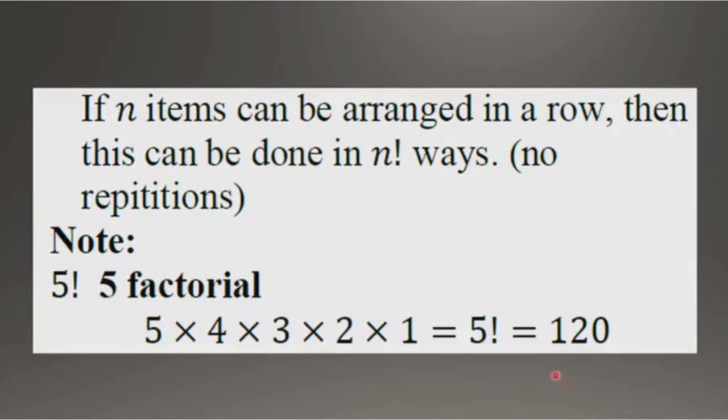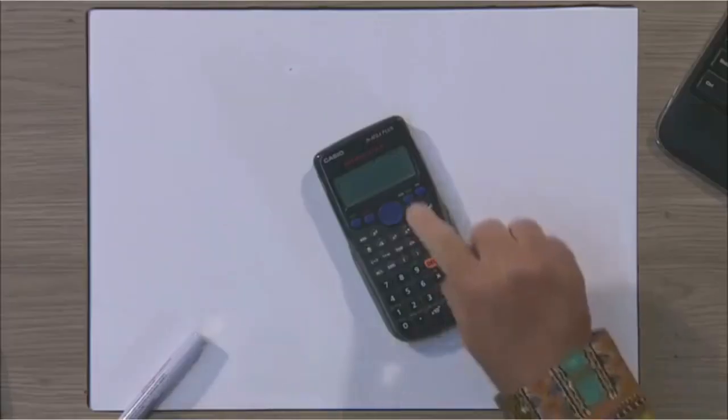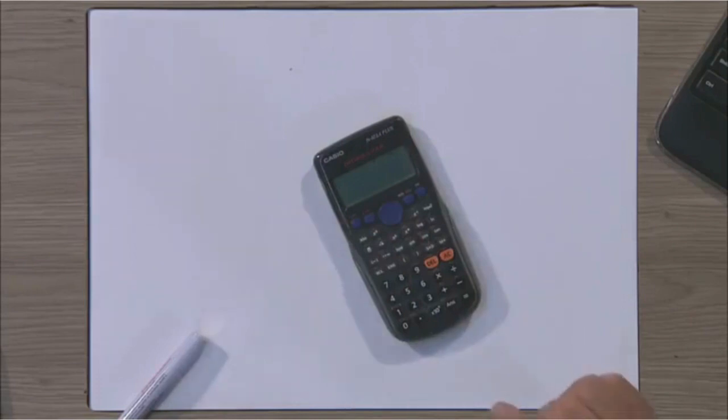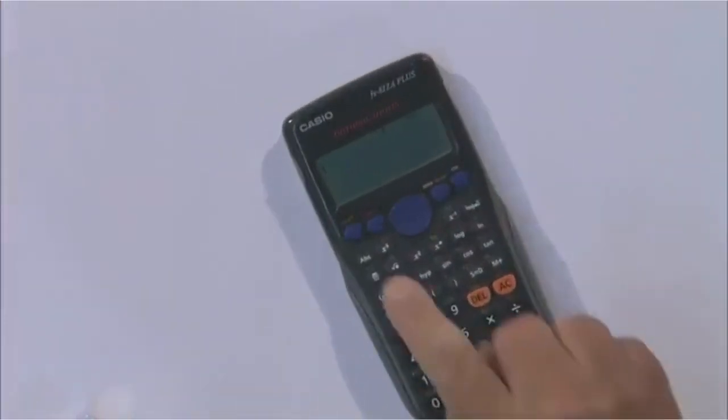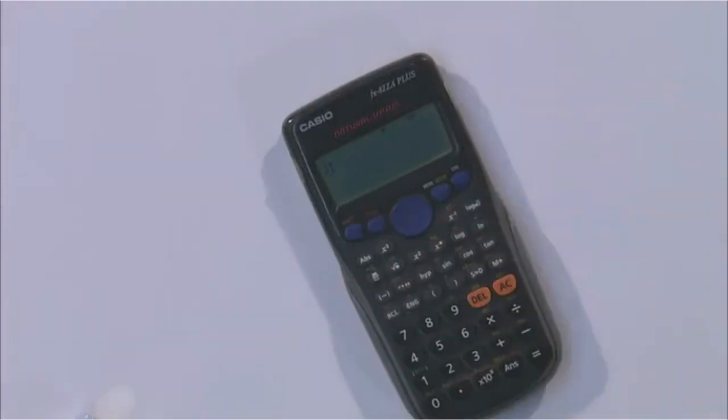If n items, as you can see on the monitor, can be arranged in a row, then this can be done in n factorial ways. Notice, this is where no repetitions occur. So this sign here that looks like an exclamation mark is what we call in mathematics factorial notation. Now, on the calculator, you may notice that this is a function that's given there. If you have your Casio calculator, the way to encode factorial notation is you press Shift and you press this particular button here, and there you have your factorial notation.